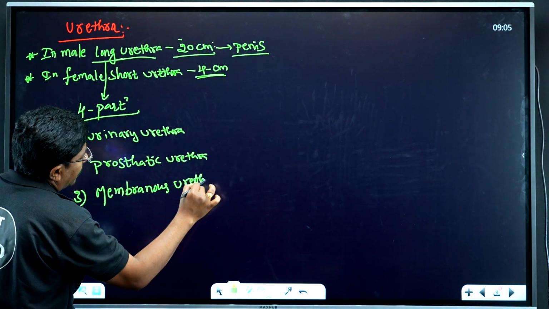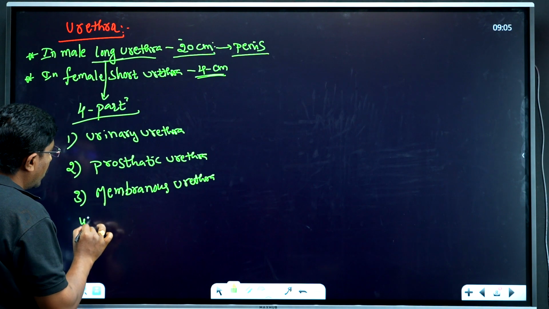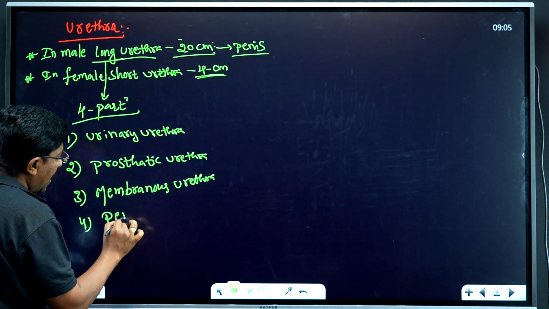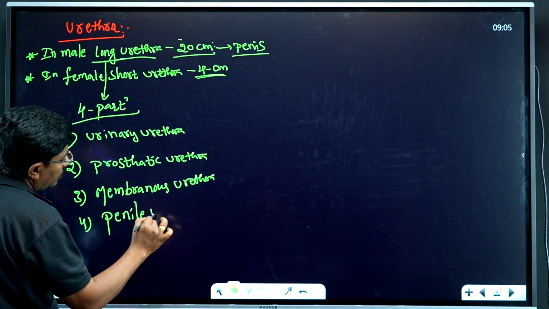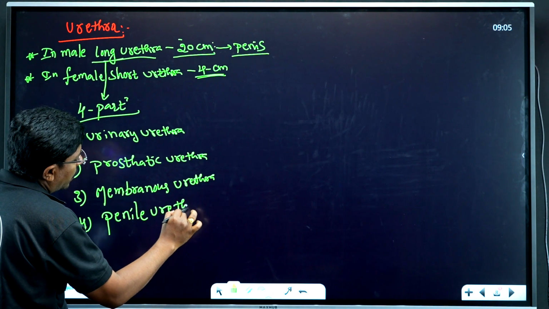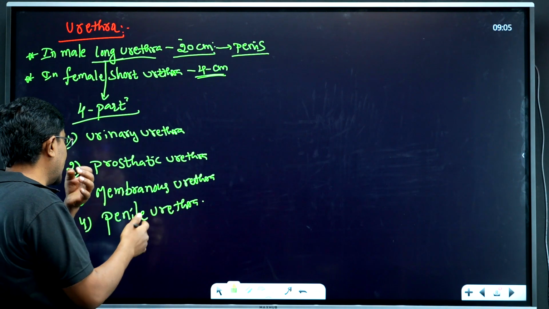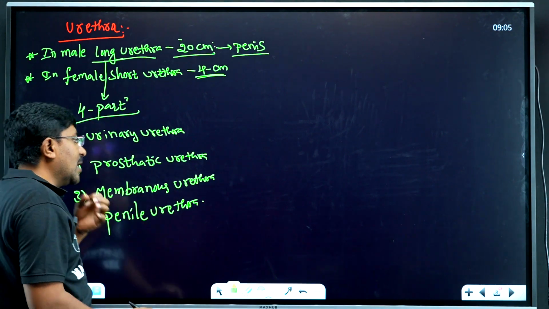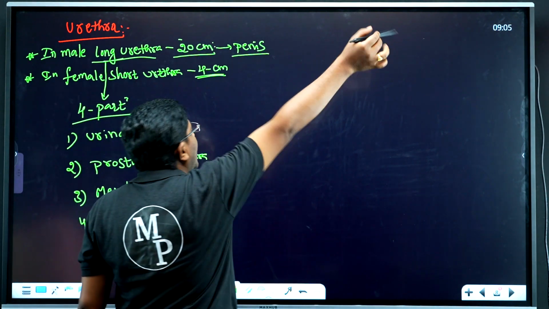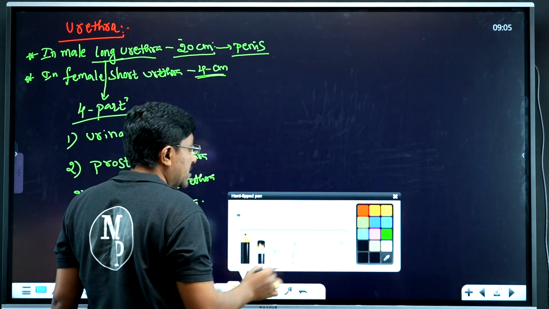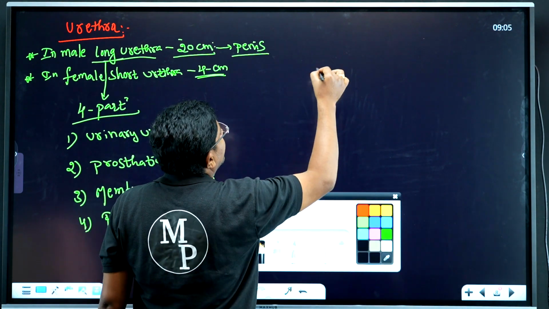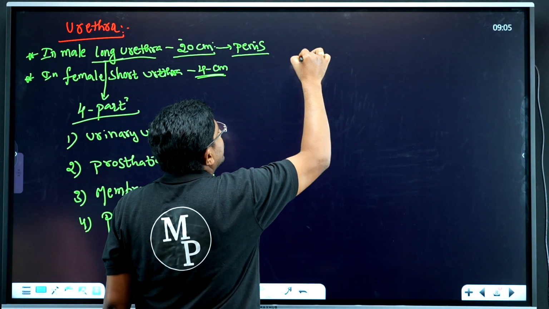Membranous urethra, and the fourth one is the penile urethra. So these four parts are there: urinary urethra, prostatic urethra, membranous urethra, penile urethra. I'll draw one picture for easy understanding. For example, this is the urinary bladder.